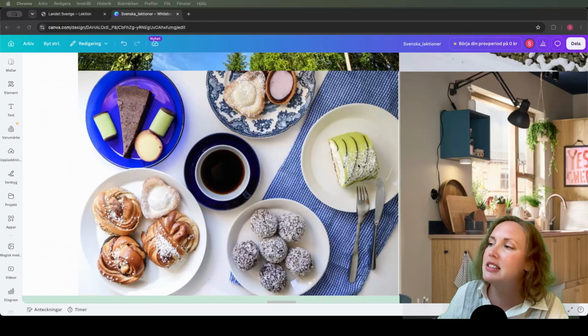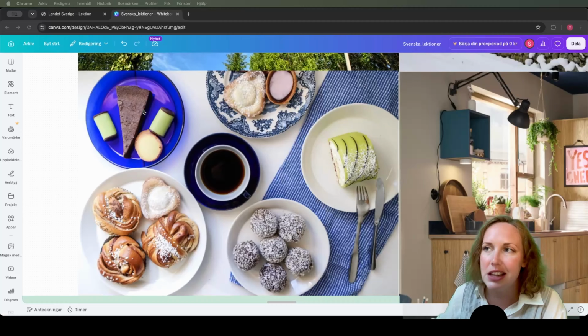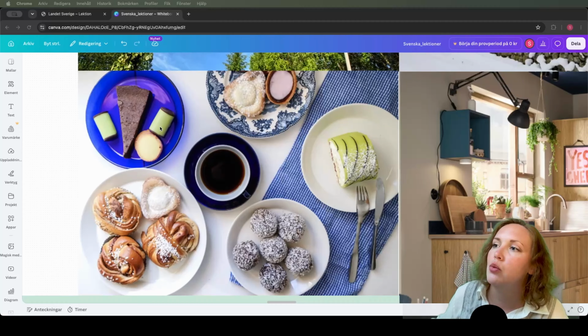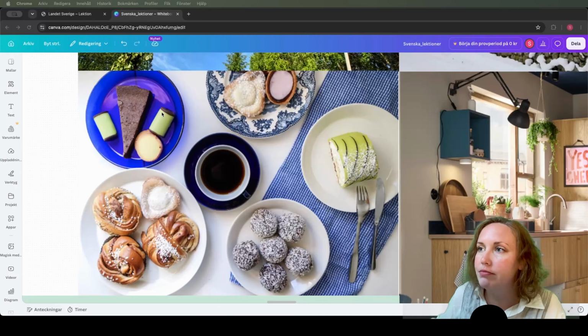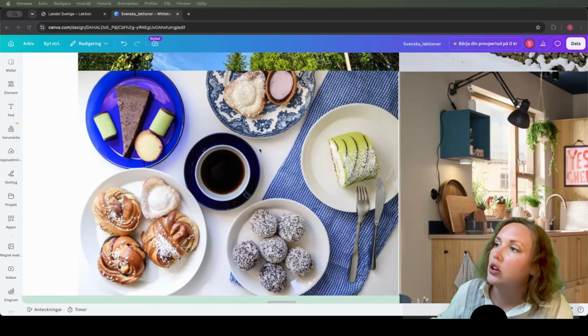We have princess cake, prinsesstårta. We have kladdkaka, which literally means sticky cake. We have dammsugare, which literally means vacuum cleaner. Very strange. This is because they had vacuum cleaners that looked like this in the 70s. Up here we also have something called massarin and vanilla heart, vaniljhjärta.